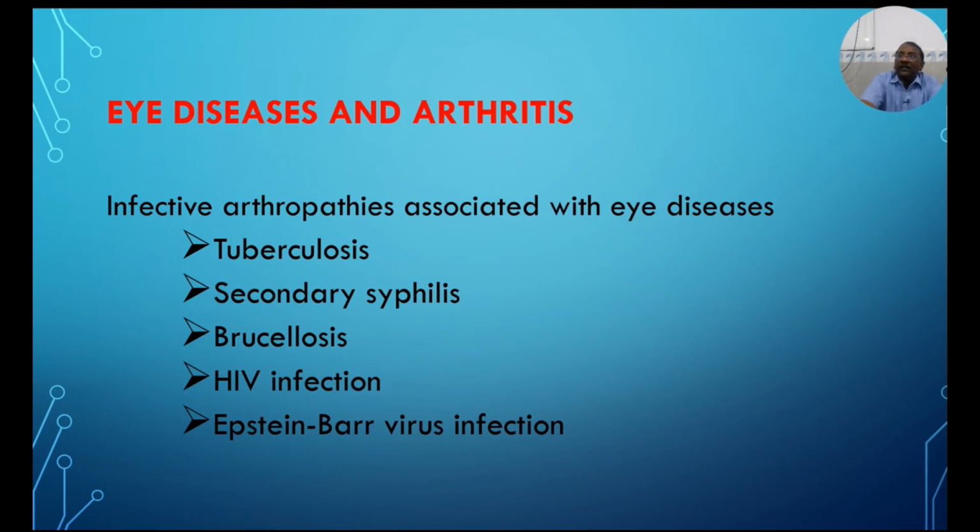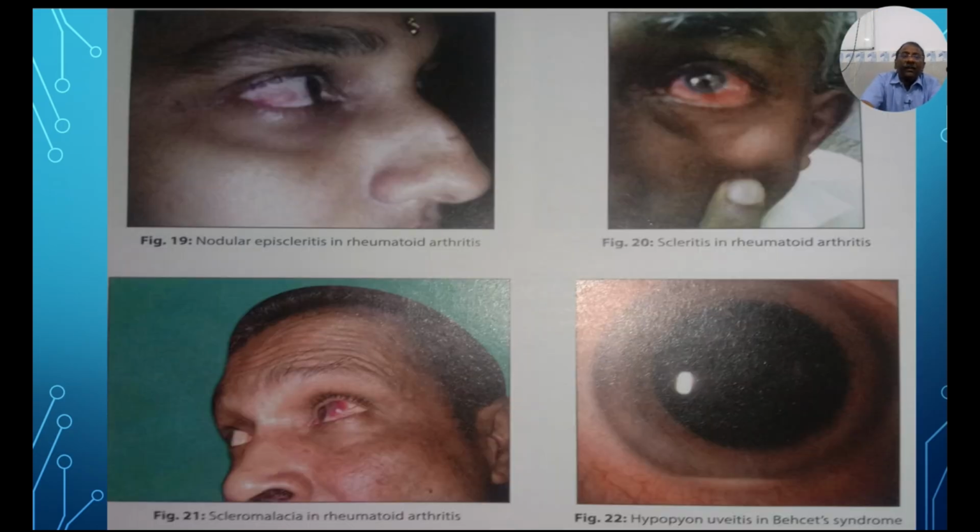Eye diseases and arthritis. Infective arthropathies associated with eye diseases. What are the infections? Tuberculosis, syphilis, brucellosis, HIV infection, and Epstein-Barr viral infections. So these are all the viruses and bacteria which can affect the eye as well as the joints. See, in the first, nodular episcleritis in rheumatoid arthritis. In the right top, scleritis in rheumatoid arthritis. Scleromalacia in rheumatoid arthritis. Hypopyon and uveitis in Behçet's disease.